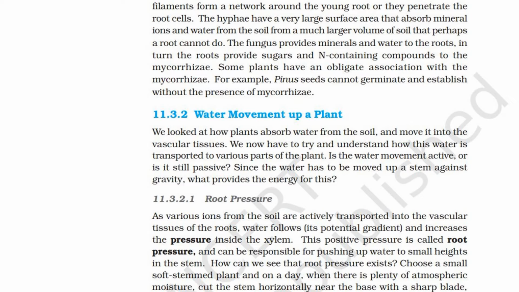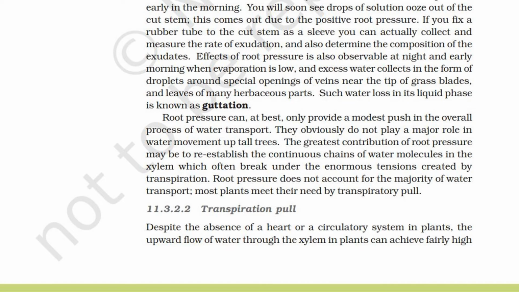Choose a small soft-stemmed plant and on a day when there is plenty of atmospheric moisture, cut the stem horizontally near the base with a sharp blade, early in the morning. You will soon see drops of solution ooze out of the cut stem. This comes out due to the positive root pressure. If you fix a rubber tube to the cut stem as a sleeve, you can actually collect and measure the rate of exudation, and also determine the composition of the exudates.